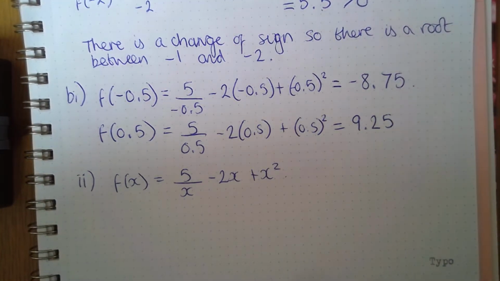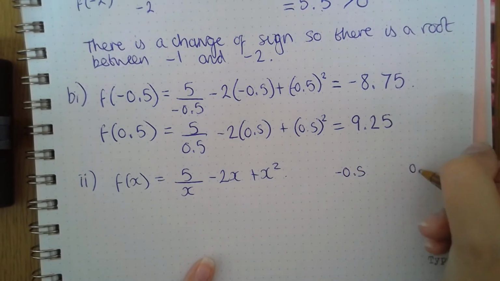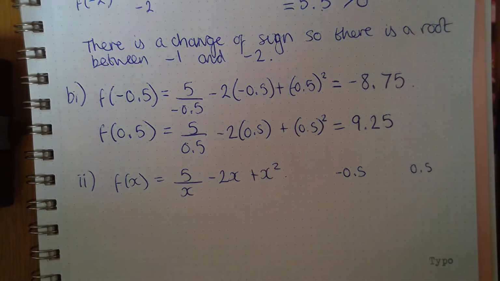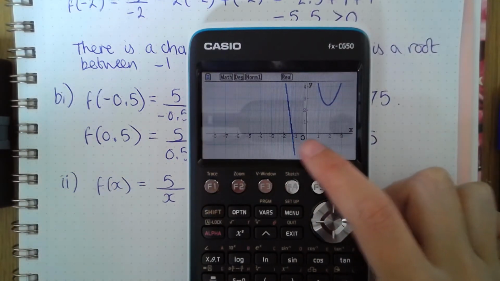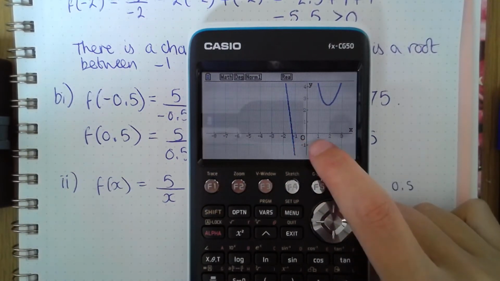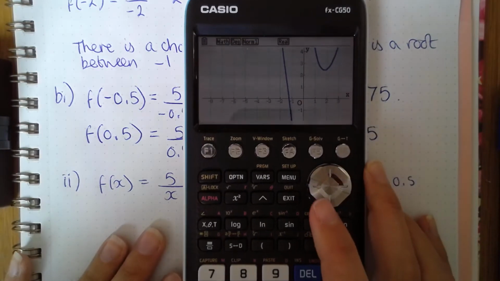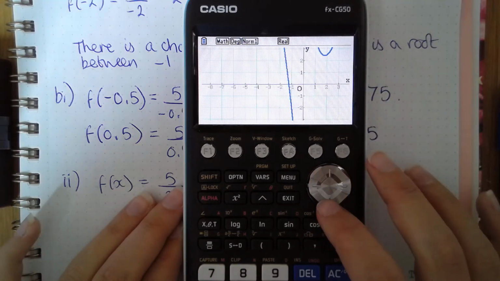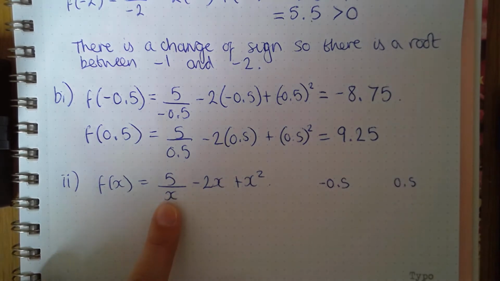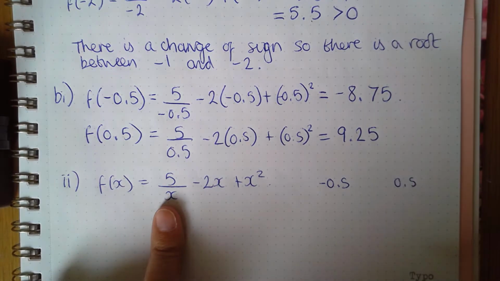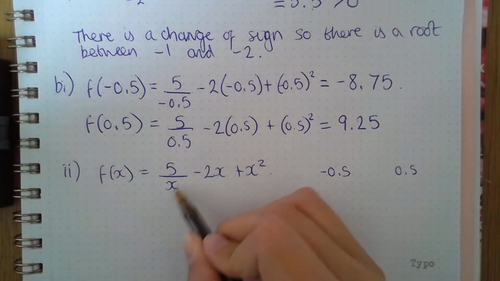Okay, so we think there's a solution between -0.5 and 0.5. So if you look at your graph on your calculator, you can see that between -0.5 and 0.5 there isn't a solution there. There isn't another solution. Okay, so we kind of obviously want to question this. But then think about the 5 over x. So think about the 5 over x, okay? What do we know about this?